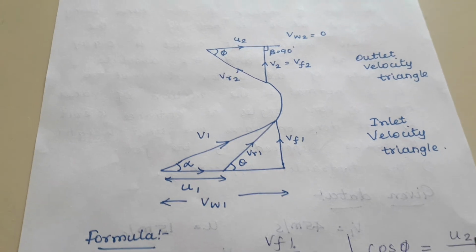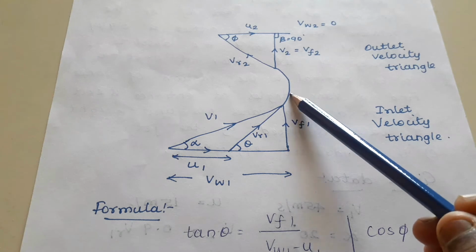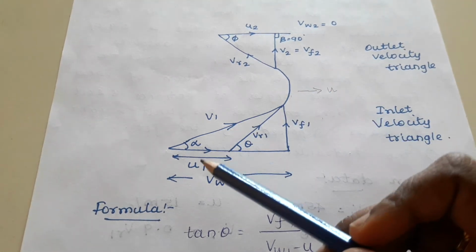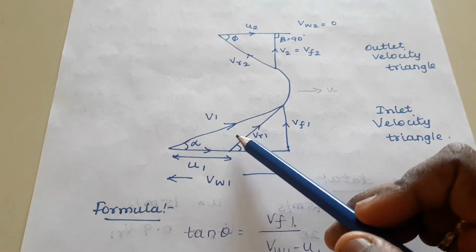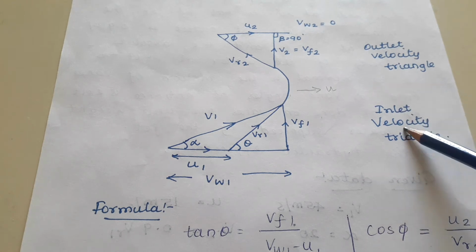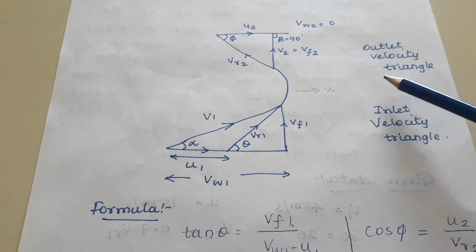For solving this problem, first we have to draw the velocity triangle. So this is a vein which is moving with a velocity of u. This is the jet of water which is striking the vein. So there are two triangles we have to draw, one at the inlet and the other at the outlet. Inlet velocity triangle and outlet velocity triangle.